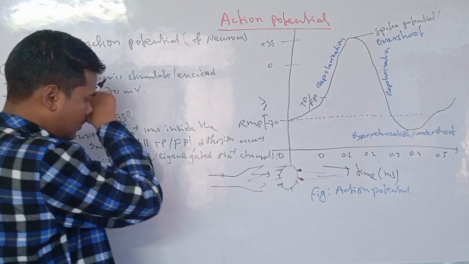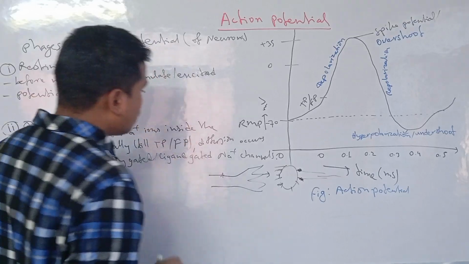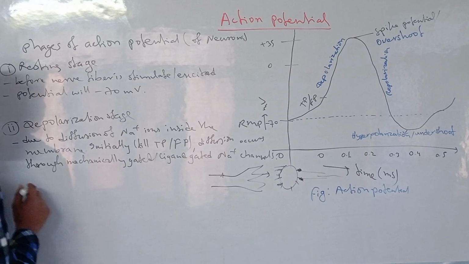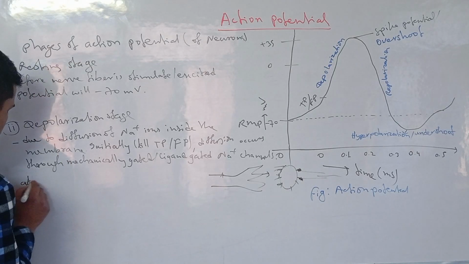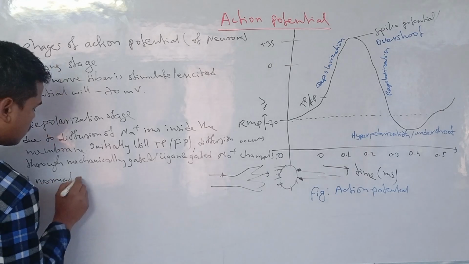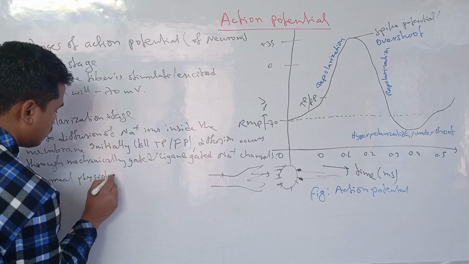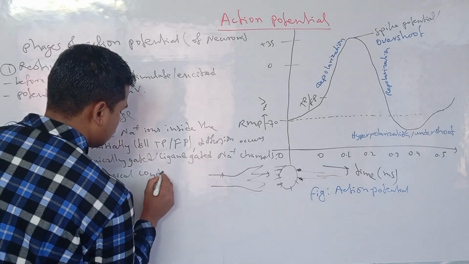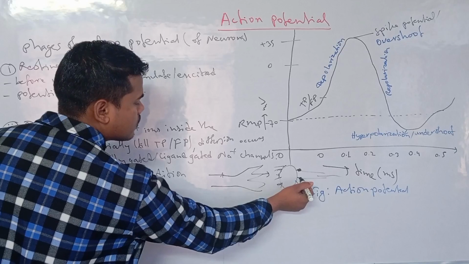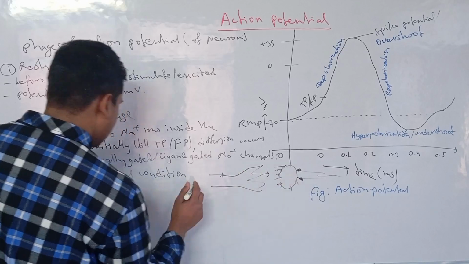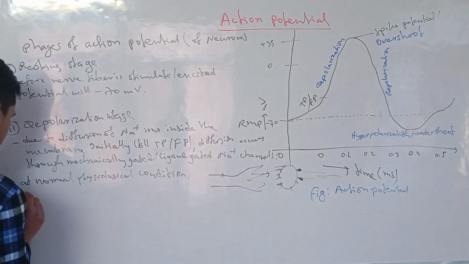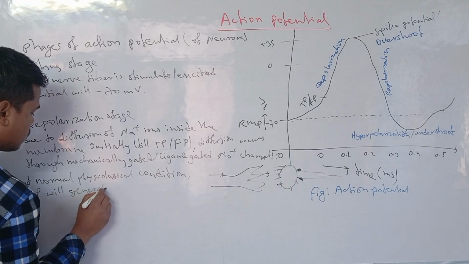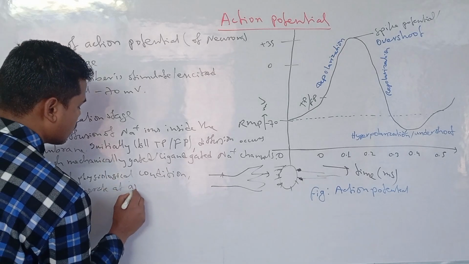The MCQ question is that at normal physiological condition, I will deviate from this for a brief period of time. At normal physiological condition, like in the case of synaptic transmission, the action potential will generate at the axon hillock.